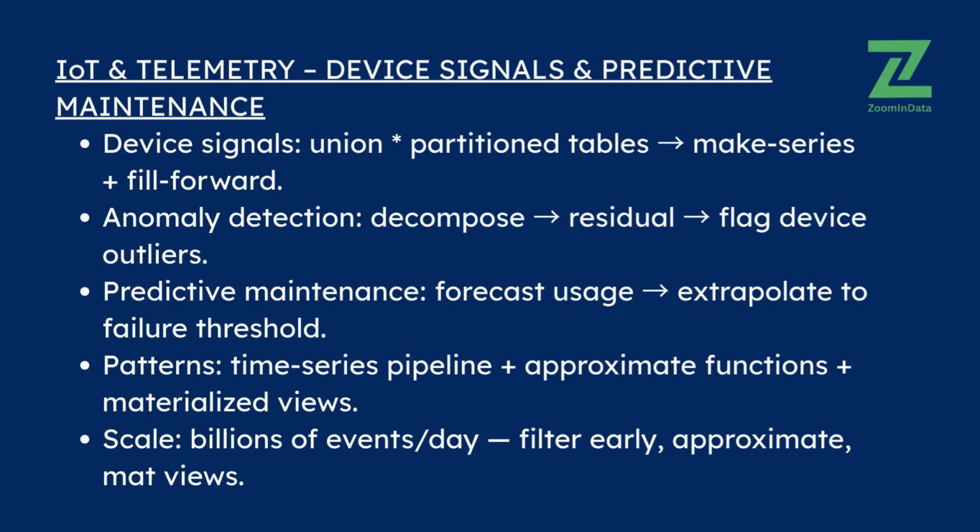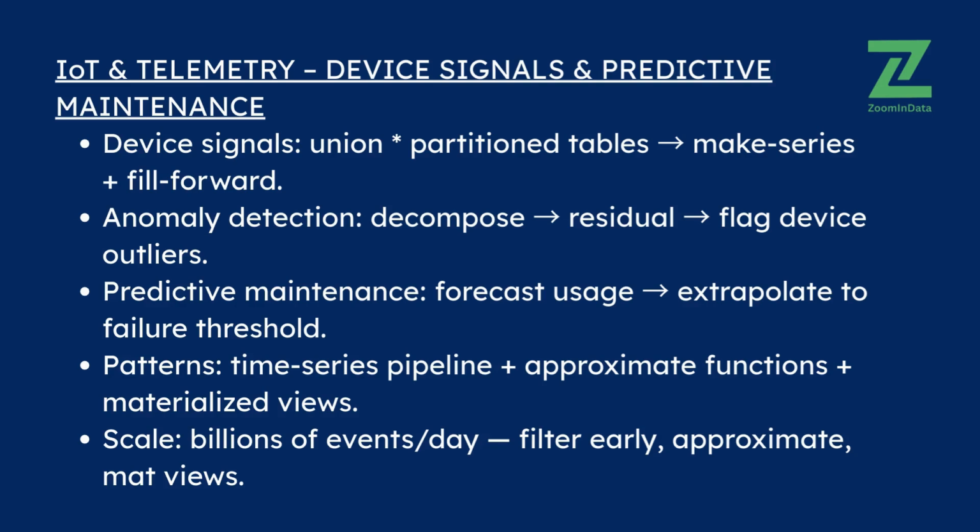IoT and telemetry shine with KQL at massive scale. Device signals: union asterisk across partition tables, daily, hourly shards, make-series to regularize, fill forward for missing heartbeats. Anomaly detection: decompose into trend, seasonal, residual, flag devices with unusual residuals, temperature spikes, vibration anomalies. Predictive maintenance: forecast usage trends, extrapolate to threshold crossing, battery drain, wear out, for proactive replacement.